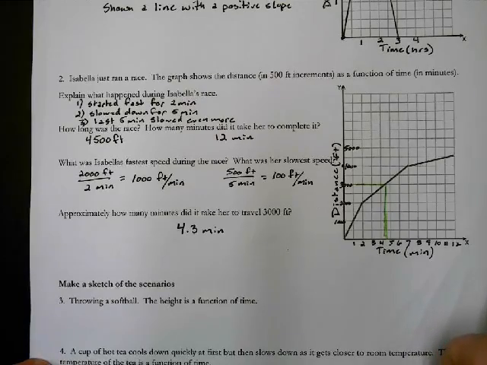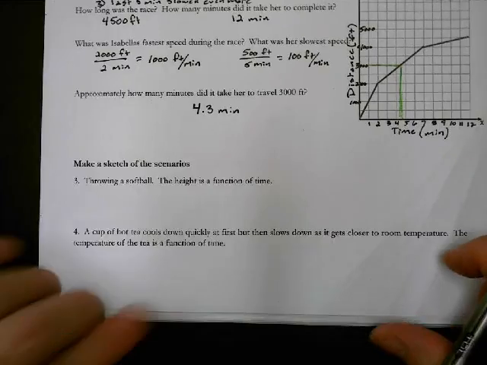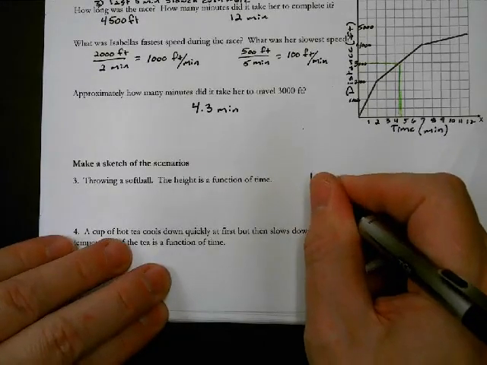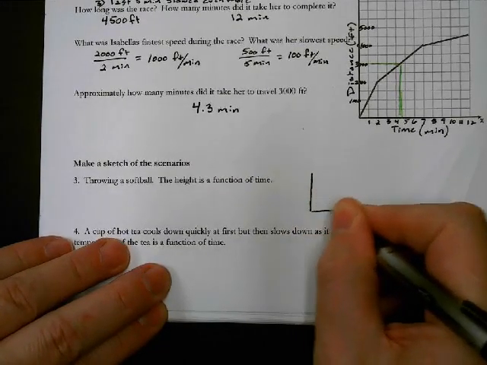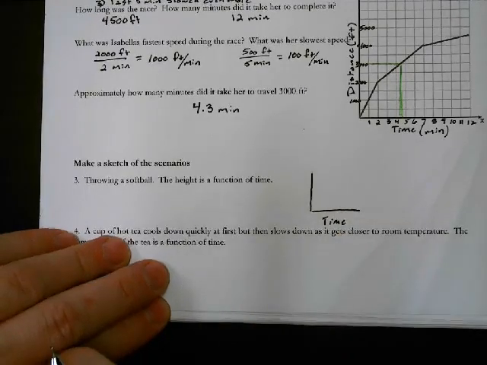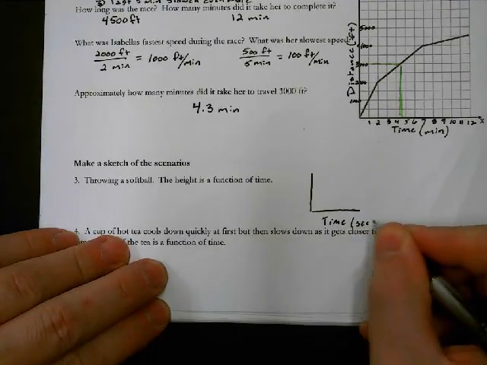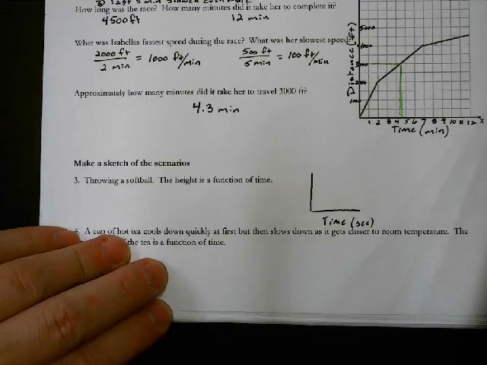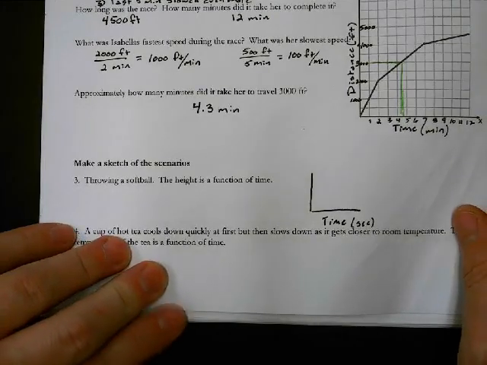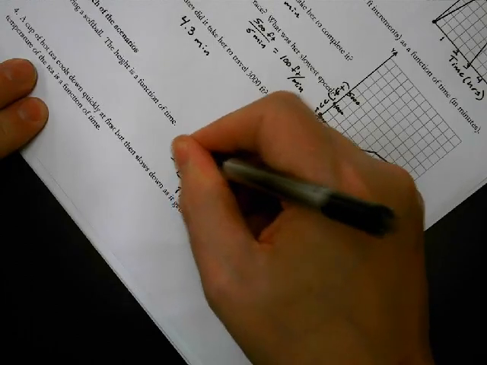All right, almost done. Make a sketch of the scenarios. Throwing a softball. The height is a function of time. So we're supposed to make our own graph. If I'm throwing the softball, time would probably be seconds. And the height would probably be feet, or if we're in Europe, we'd say meters or something like that. So we'll say the height in feet.